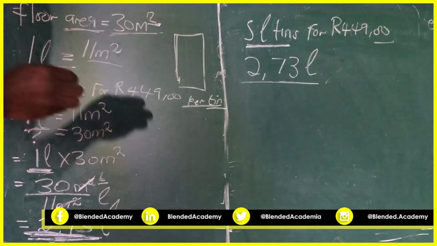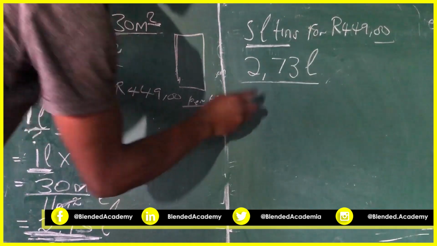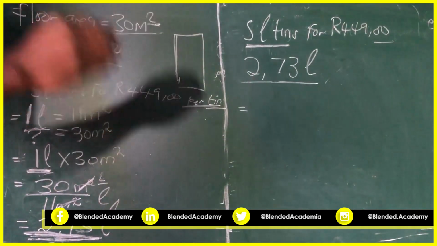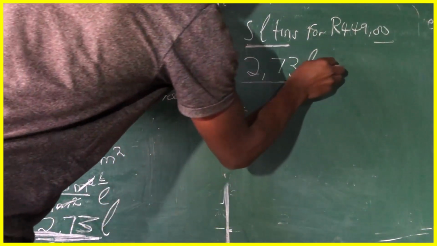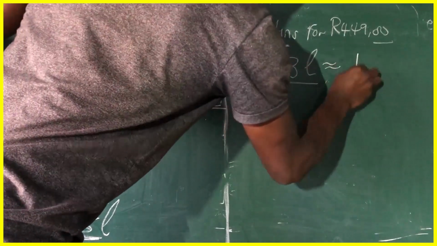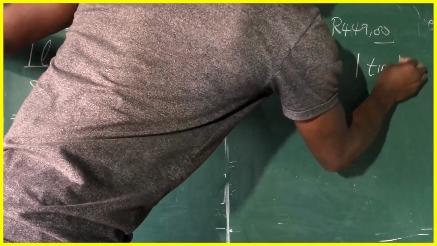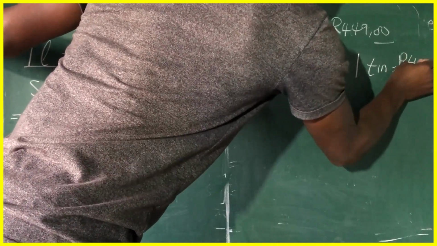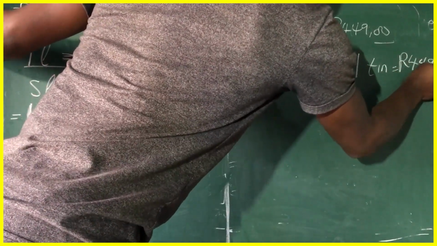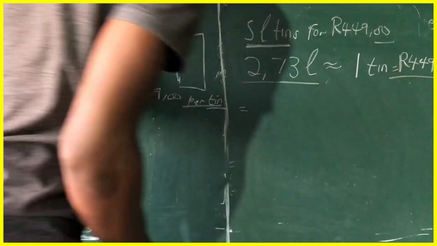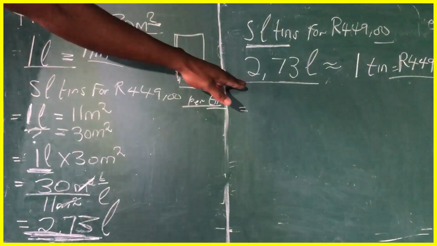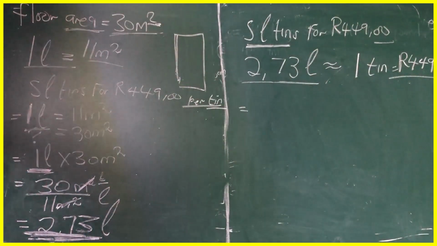So what that means is that you're going to buy only one tin, which is 449.00. Yes, and then out of that you are going to be left with a certain amount of paint.